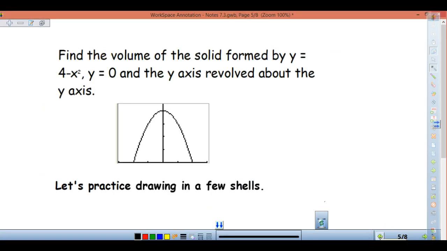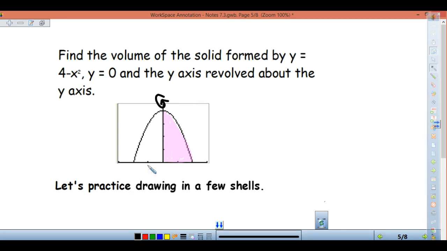Alright, so let's find the volume formed by the region 4 minus x squared, y equals 0, and the y-axis revolved around the y-axis. So here's the region that we'll be revolving, and we're revolving it around the y-axis. So the other half is going to be over here. So this will be almost a little bit of a bullet-shaped solid.